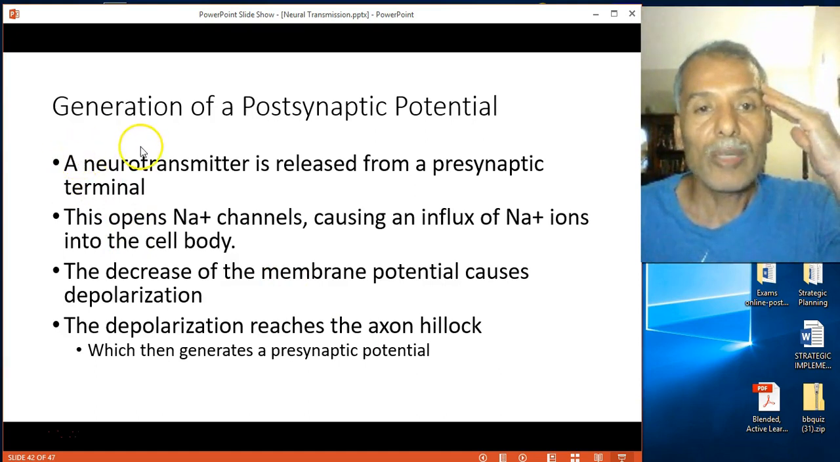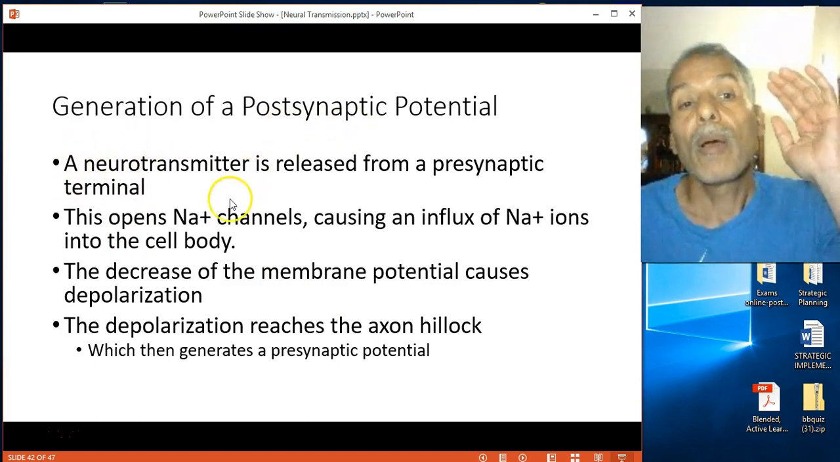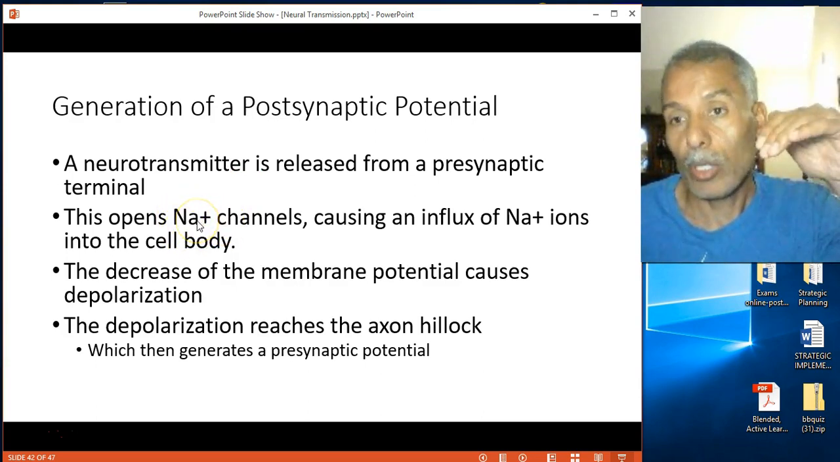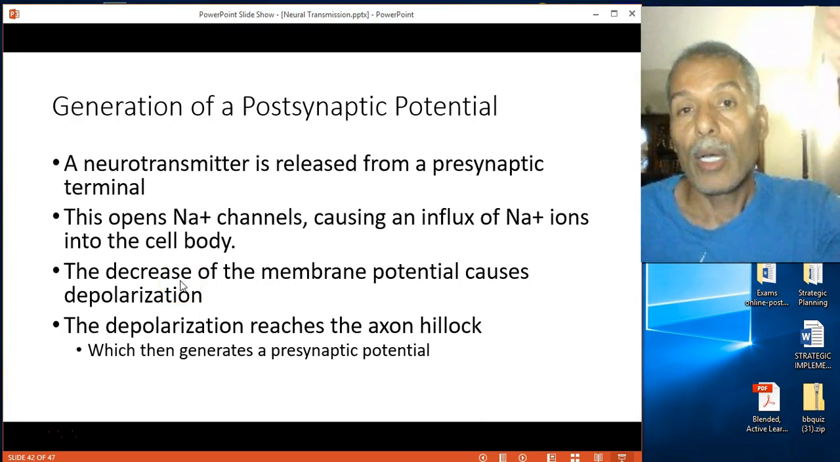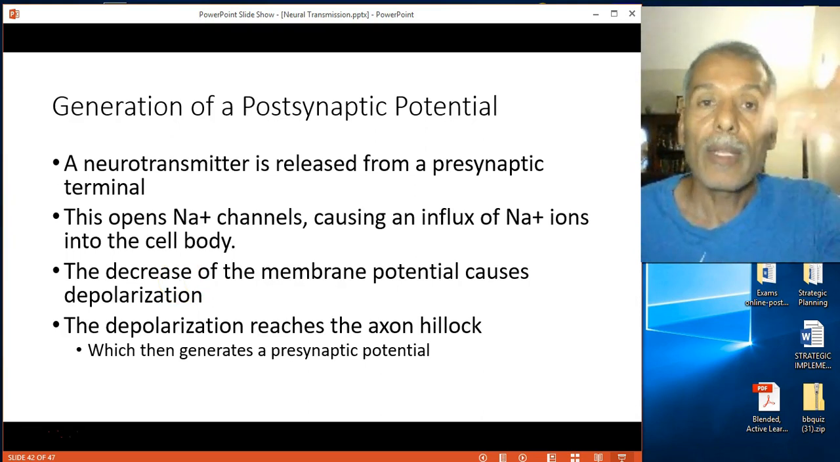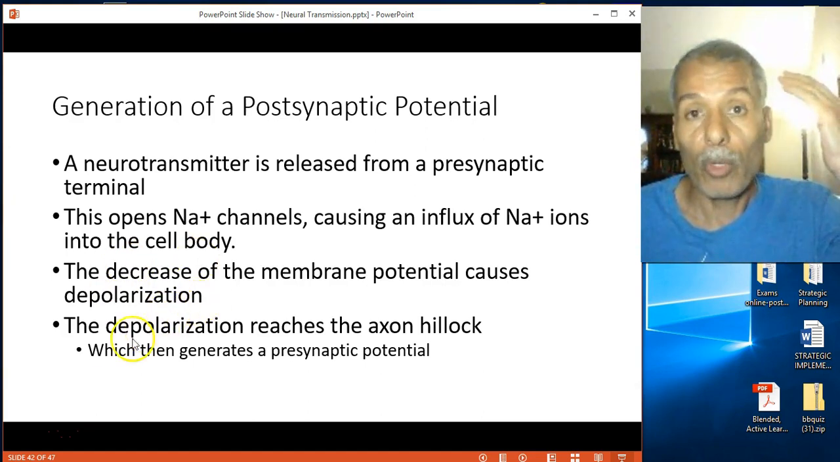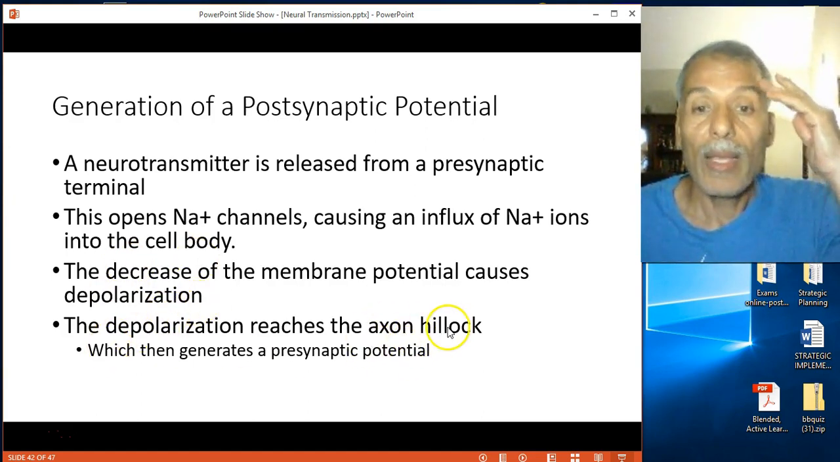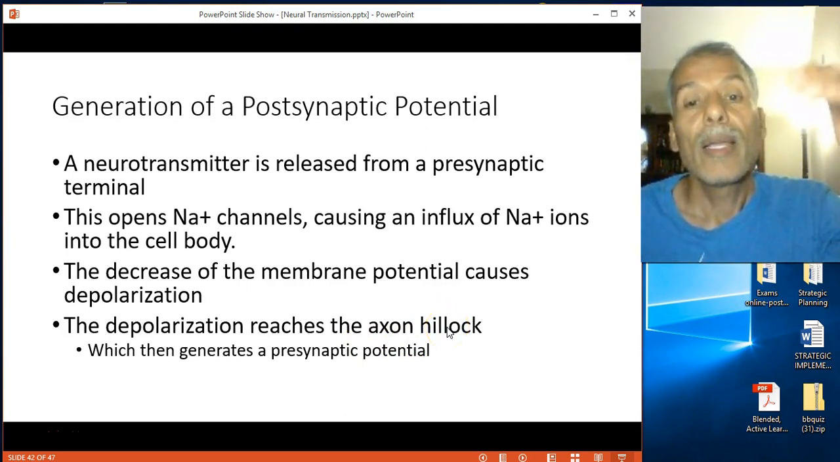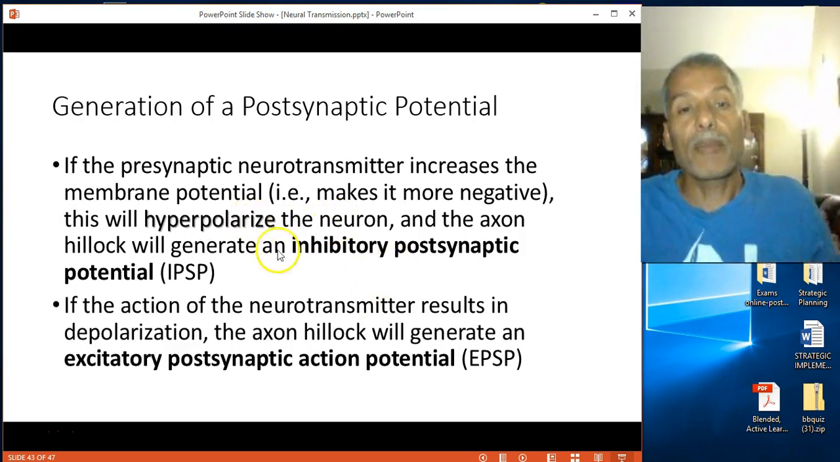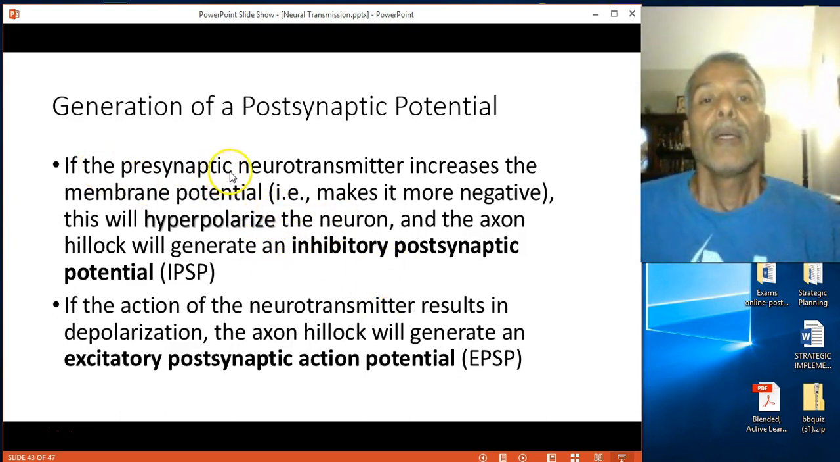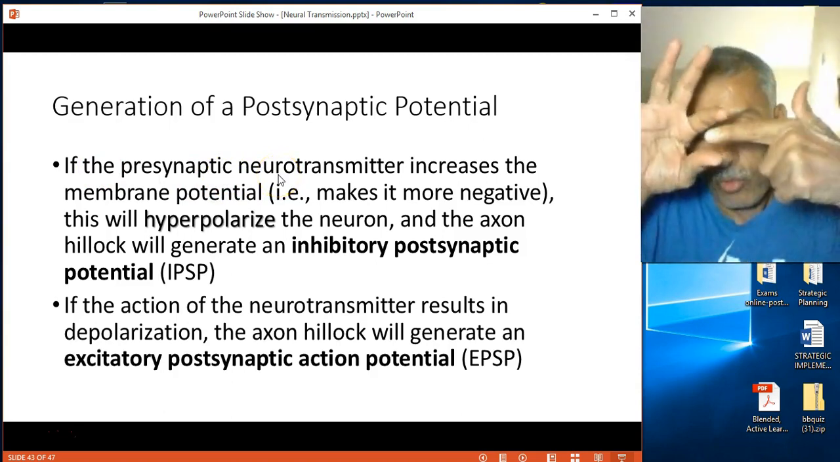So the neurotransmitter in the postsynaptic neuron binds to a channel, and it opens the channel to allow more sodium in, and that is going to change the membrane potential in the direction of the threshold. Finally the signal of depolarization goes to the axon hillock, and the axon hillock will produce the next cycle, another presynaptic potential.